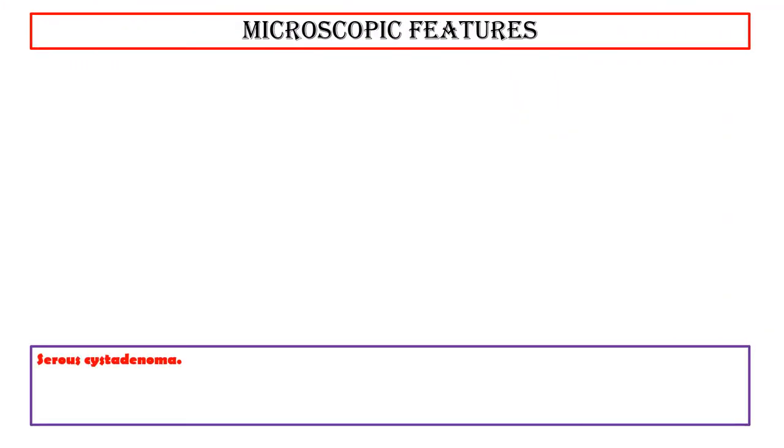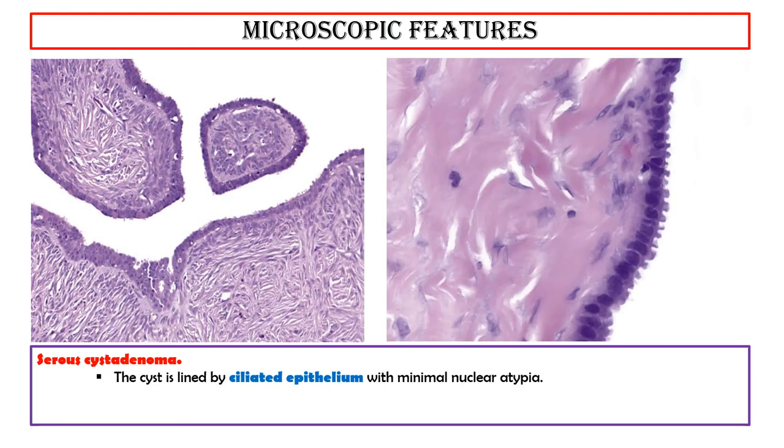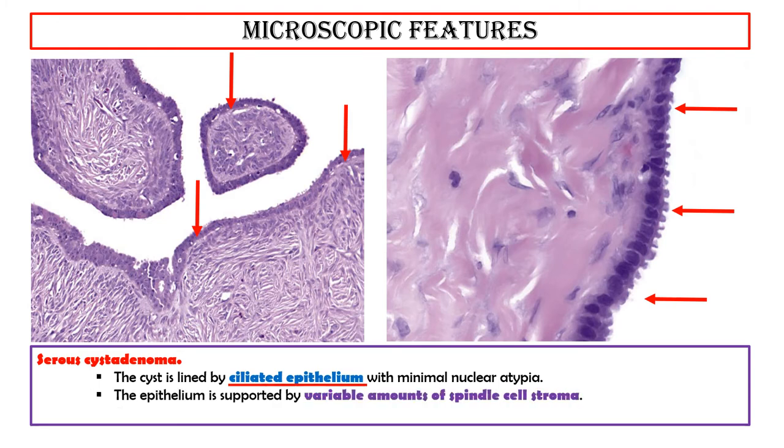Serous cystadenoma. The cyst is lined by ciliated epithelium with minimal nuclear atypia. The epithelium is supported by variable amounts of spindle cell stroma. It lacks cytologic atypia, architectural complexity, or invasion.